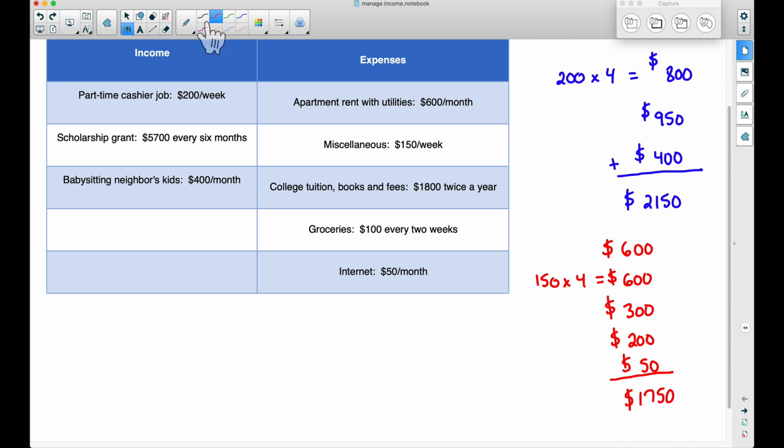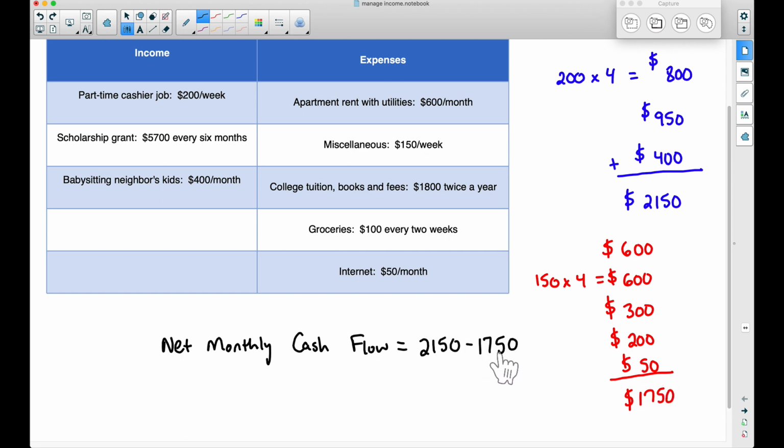That's a good thing. And to find her net monthly cash flow, we take the amount she has coming in, the $2,150, and then we subtract off her expenditures. And again, since she is bringing in more money than what she's spending, she has a positive net monthly cash flow. The difference between these two values is $400. And therefore, Paula's net monthly cash flow is $400.